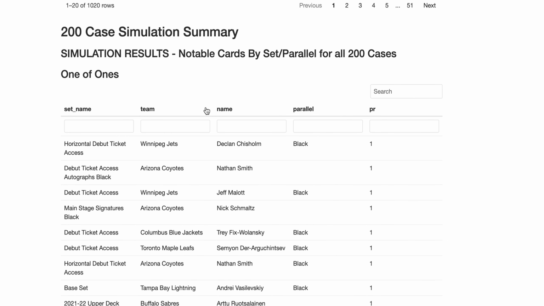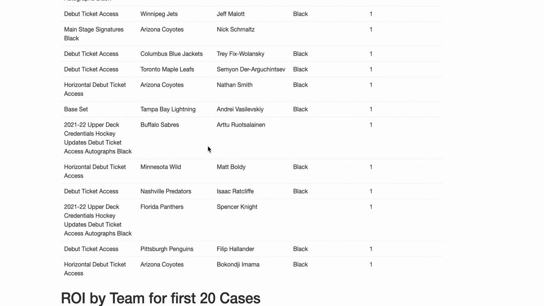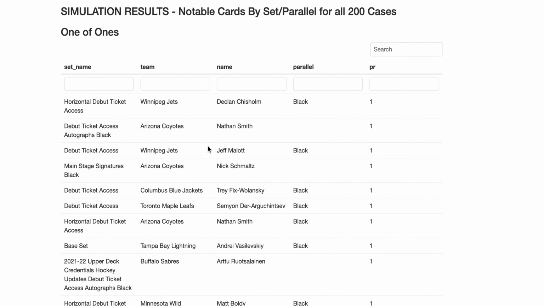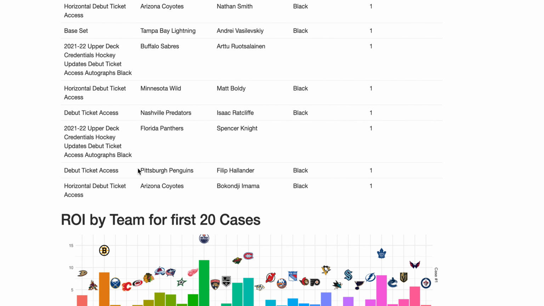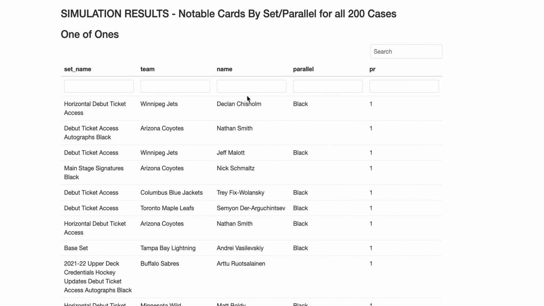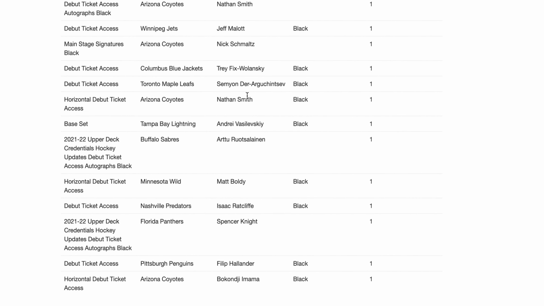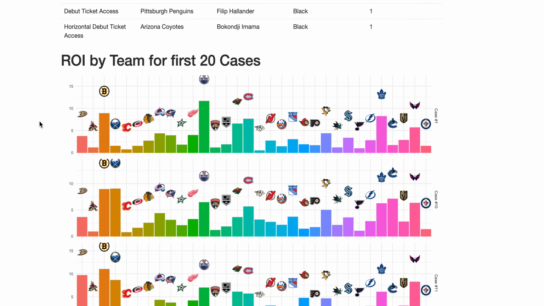Now we're going to look at the 200 case simulation for 1-of-1s. I think I got about 18. I don't want to count them like I did the first time I made the video. But usually there's a bunch of numbers down here that indicate that there's multiple pages of 1-of-1s, but there's only 1 page of them, and it looks like less than 20. So keep in mind that 1/10 of the time, basically, there's going to be a 1-of-1.